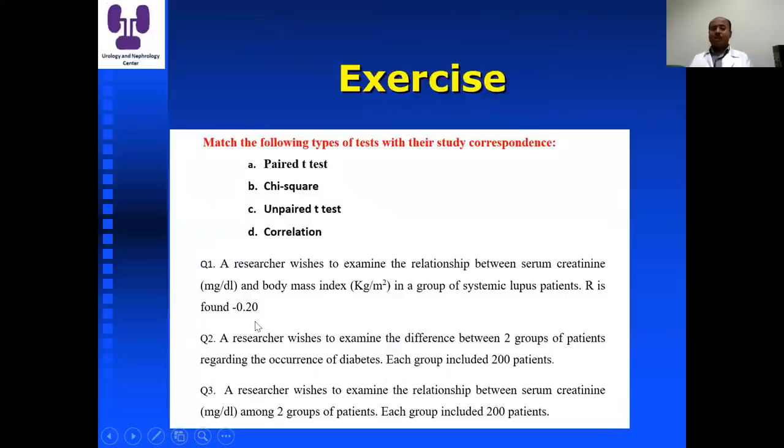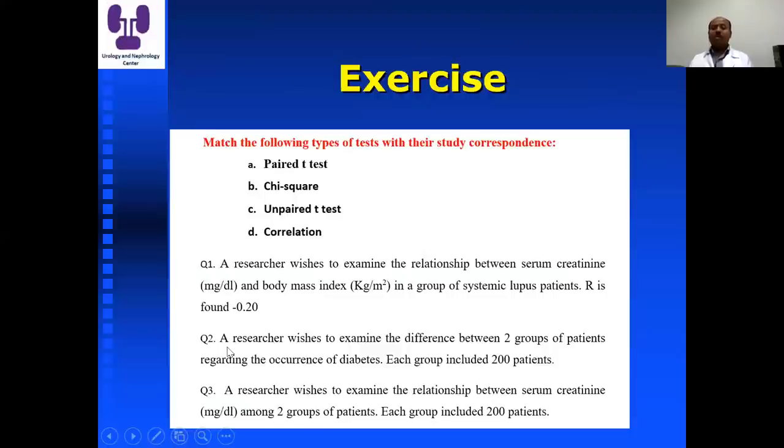Let's take an example. If we apply a research, this is an exercise. A researcher wishes to examine the relationship between serum creatinine, milligram per deciliter, quantitative, and the body mass index, kilogram per square meter, quantitative, in a group of systemic lupus patients. And R is minus 0.2. This is the correlation. Why correlation? Because here we use R, and not only that, because I'm building a relationship between two quantitative variables in one group of patients. So the best fitting is correlation.